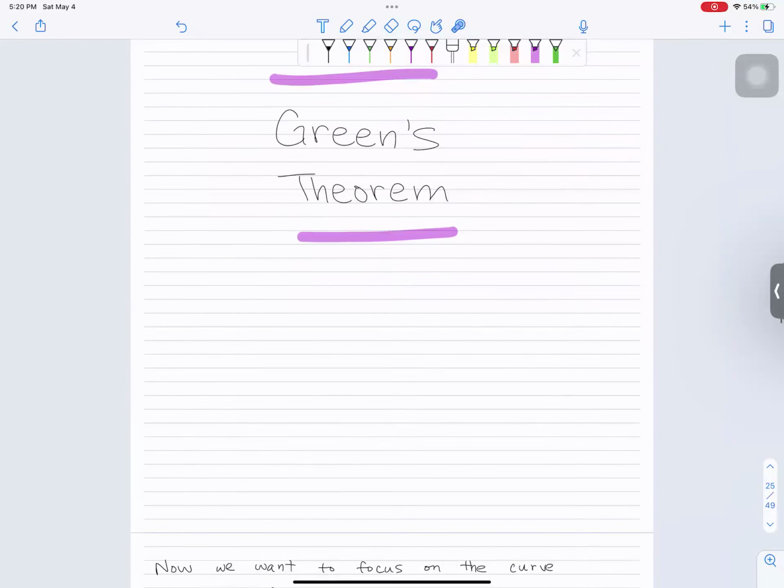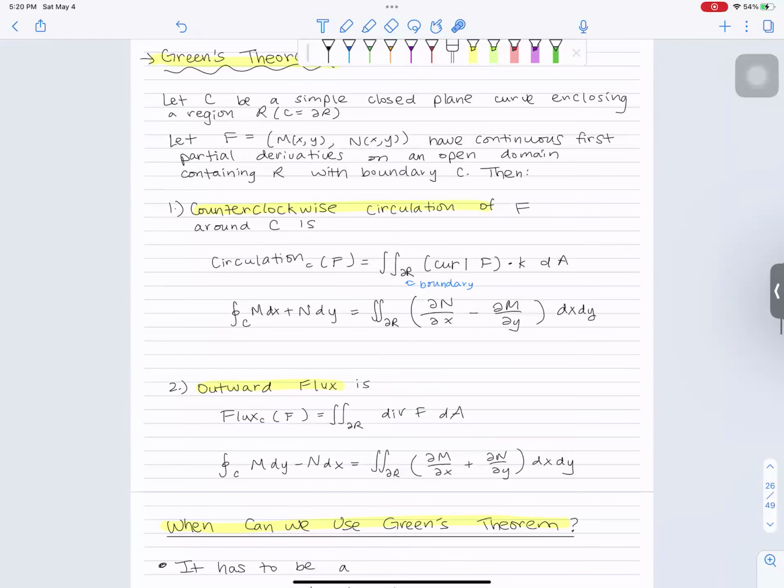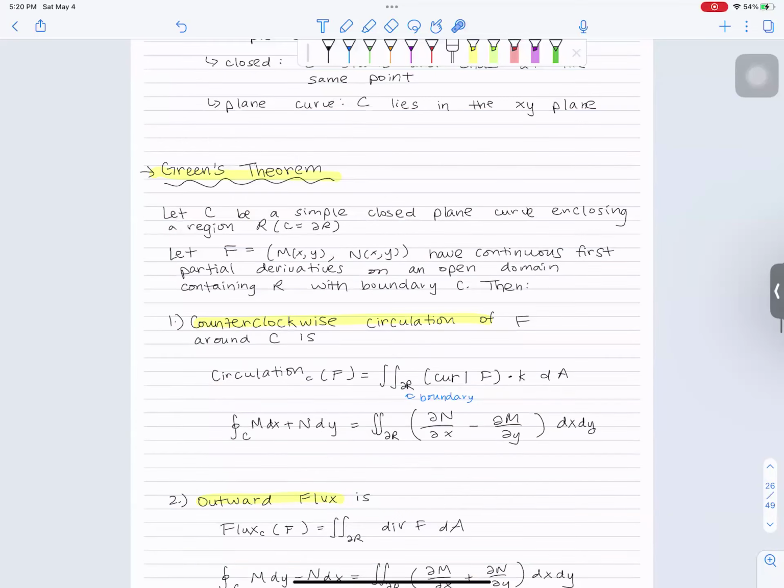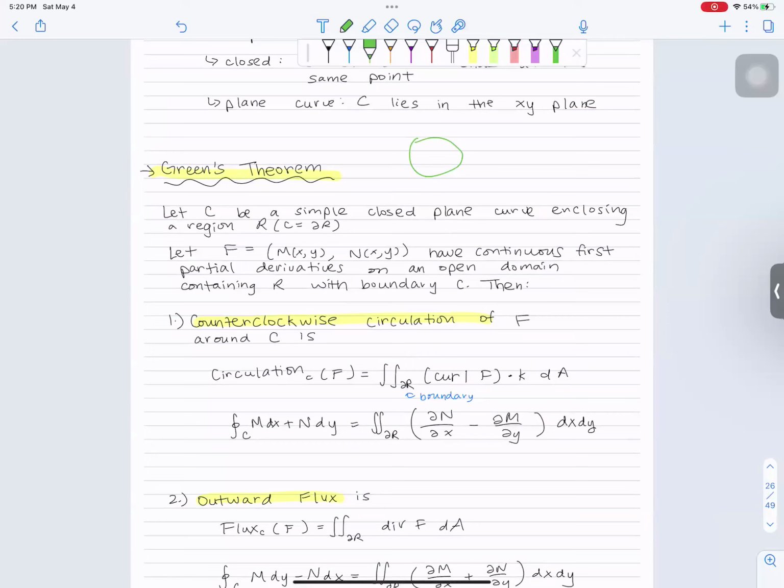Okay, let's go into Green's theorem. Green's theorem gives us a nice way of finding the counterclockwise circulation. So if you ever have some region that is a closed simple plane curve, like some enclosed region, like a circle or triangle or square, whatever, some 2D region, it's probably a hint that you should use Green's theorem.